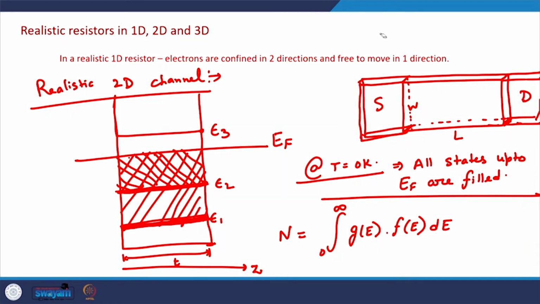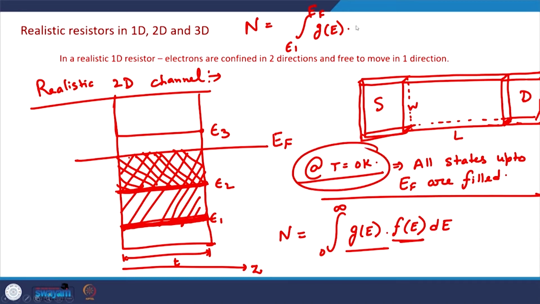The number of electrons in the system will be the integral from epsilon 1 to EF because of the first subband, and GE is the density of states. FE, the Fermi function below the Fermi level, will be 1 at T equal to 0 Kelvin. We are assuming the case to be T equal to 0 Kelvin. So it will be 1 times dE plus, because of the second subband from epsilon 2 to EF, GE times 1 times dE.